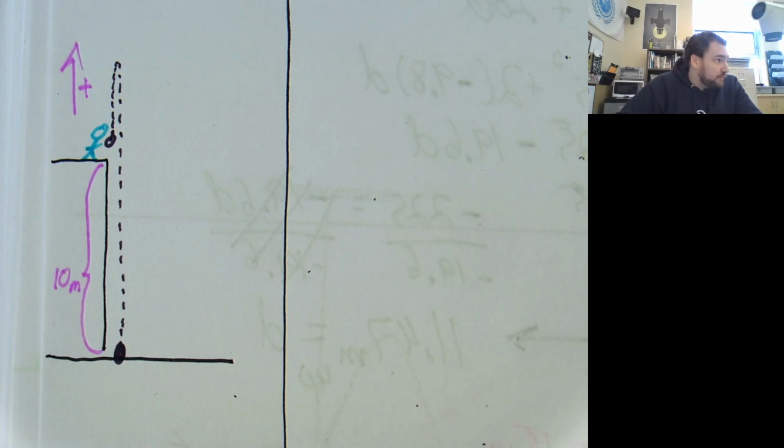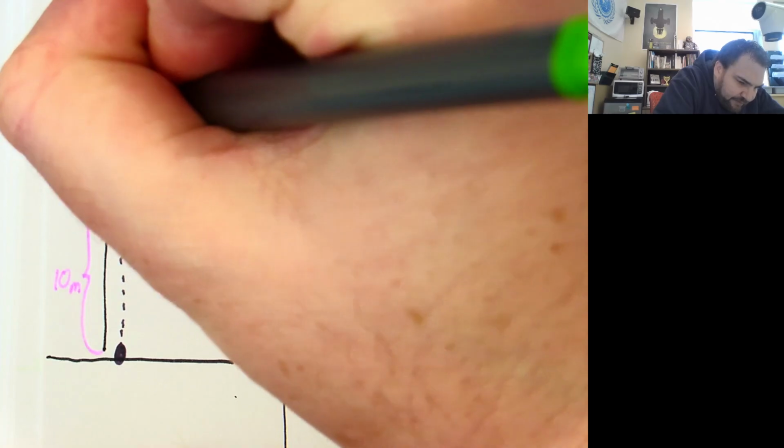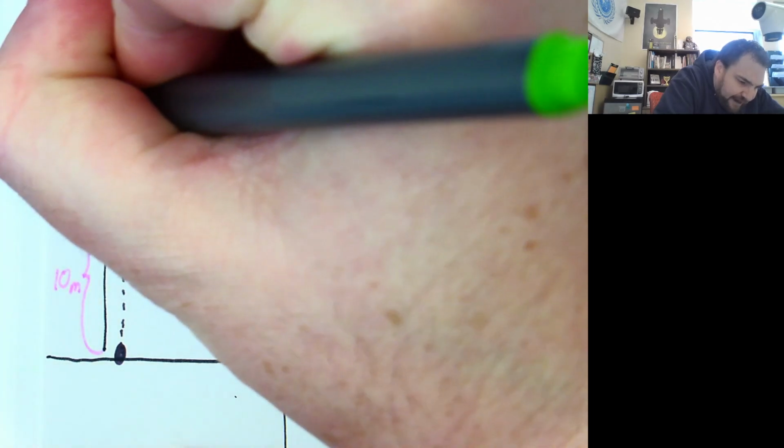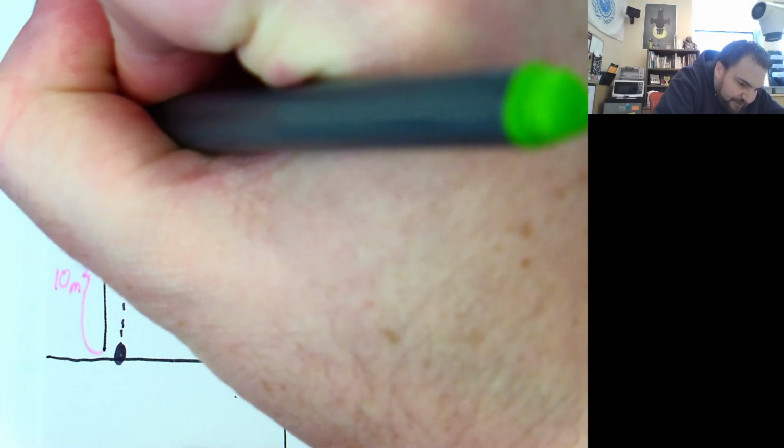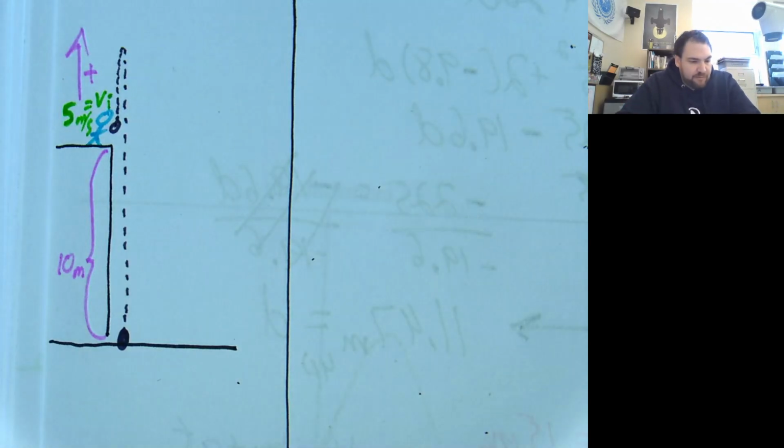Sorry? What velocity? But what is that? That is the initial upwards velocity of the object. Cool. So let's see if we can toss that in over here. We know that VI is equal to 5 meters per second. And as far as we know right now, that's it.